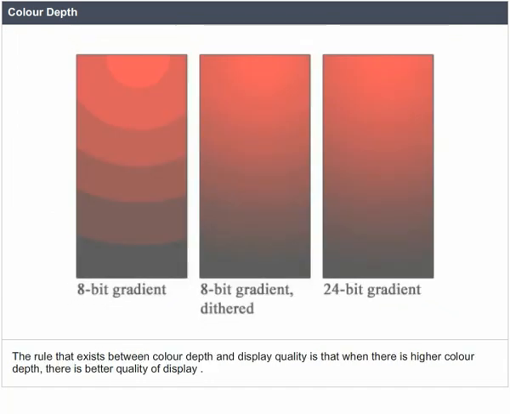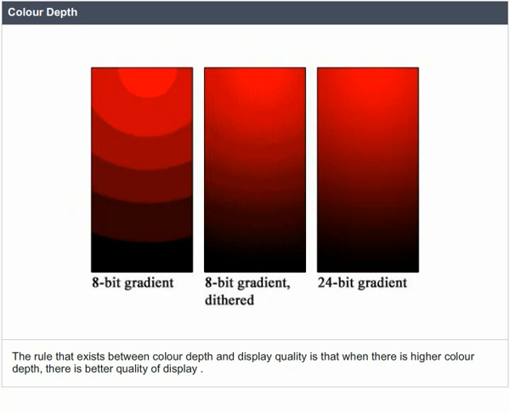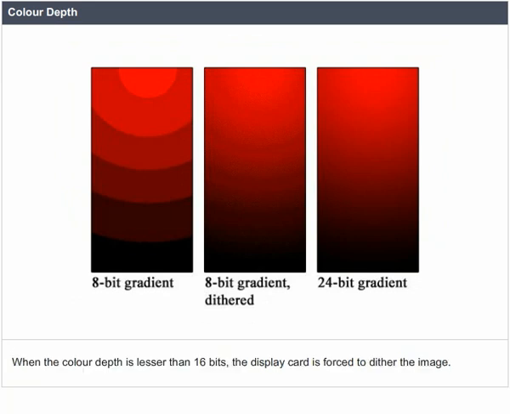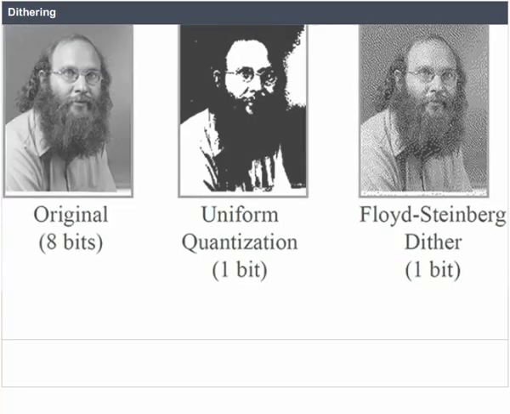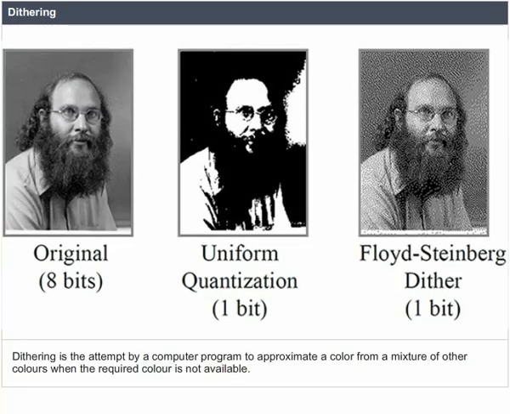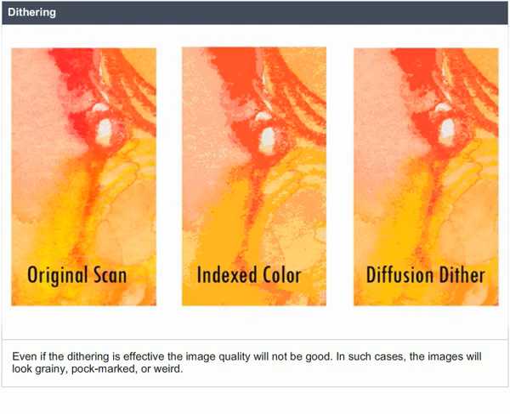The rule that exists between color depth and display quality is that when there is higher color depth, there is better quality of display. When the color depth is less than 16 bits, the display card is forced to dither the image. Dithering is the attempt by a computer program to approximate a color from a mixture of other colors when the required color is not available. Even if the dithering is effective, the image quality will not be good. In such cases, the images will look grainy, pock-marked, or weird.